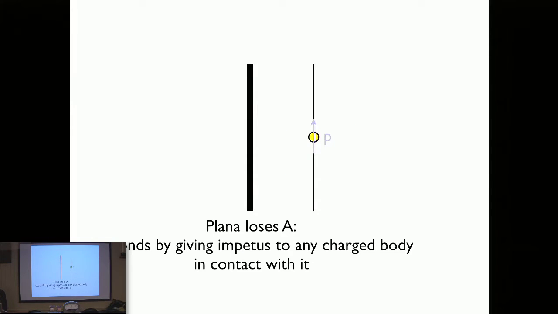It finds charges to give them impetus in that direction. We're draining impetus from here and it responds by finding other charges to give impetus to. Compensates for it.